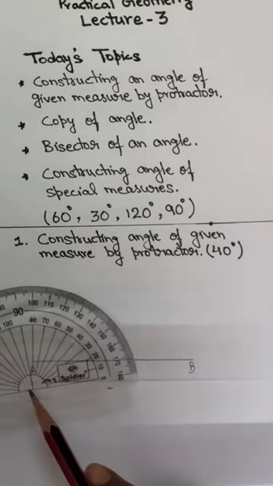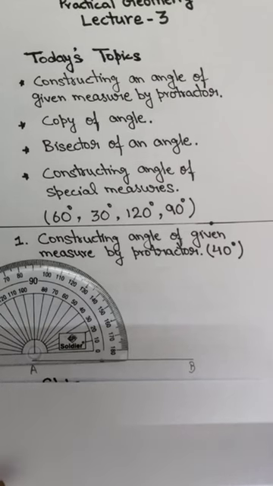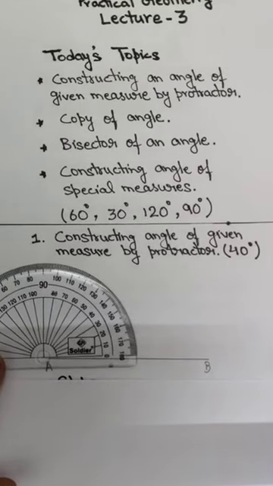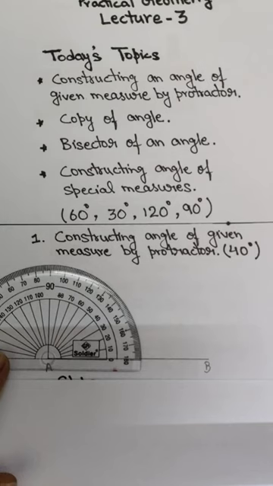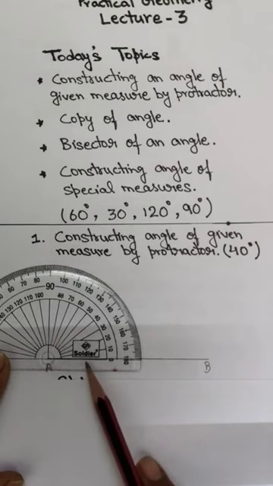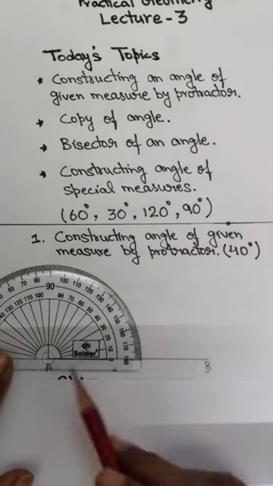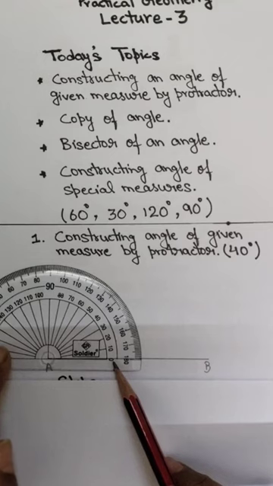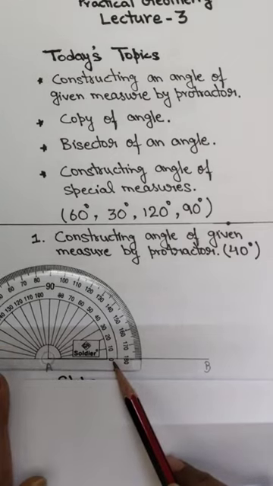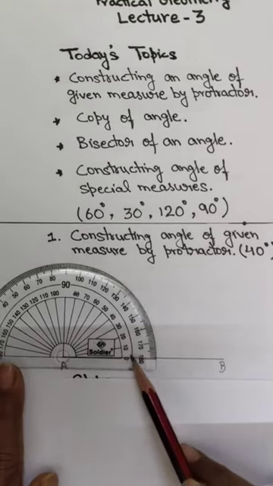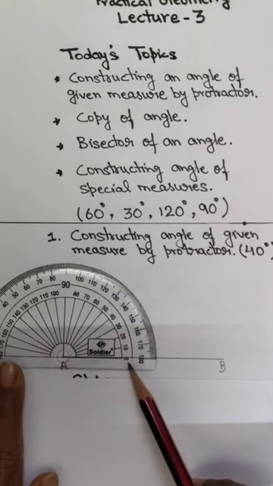This is the center of the protractor. This we have to keep on A, and this zero edge will be on AB. Start with 0 which is near to B. Which 0 is near to B? Because 0 degree is here and another 0 is on the other side, but the other side 0 we will not see. We will see this 0 because this is near to B.